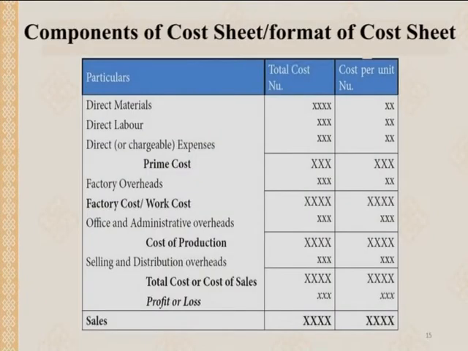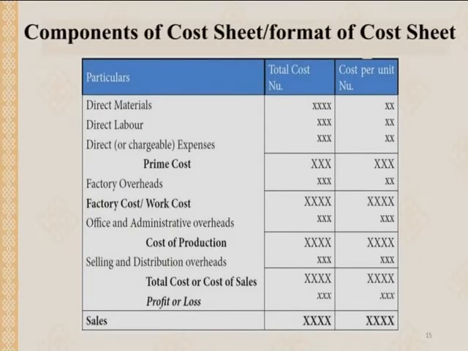Okay, next we have the components of cost sheet, or the format of cost sheet. We have to always remember there are certain parts in the cost sheet. The first part we start with is the direct elements of cost, which we have already looked at. It consists of direct material, direct labor and direct expenses, and this will form the prime cost. On prime cost we are going to add factory or work overhead. Then the result we get is the factory cost or work cost. On factory cost we are going to add office and administrative overheads, and the result we will get is the cost of production.